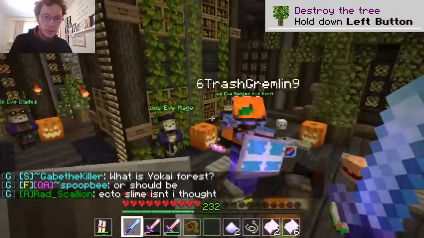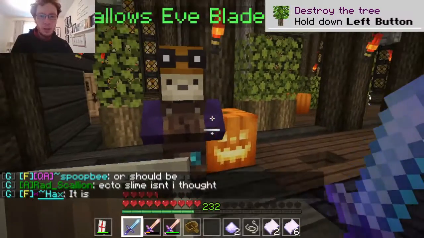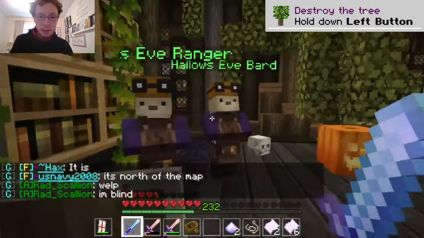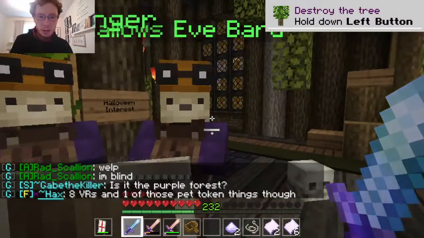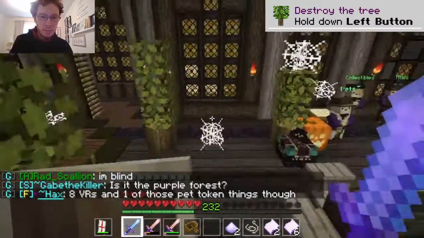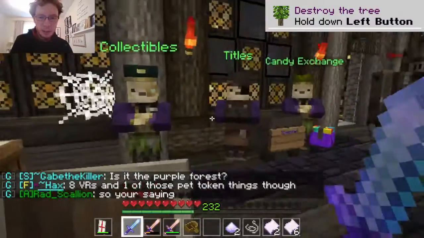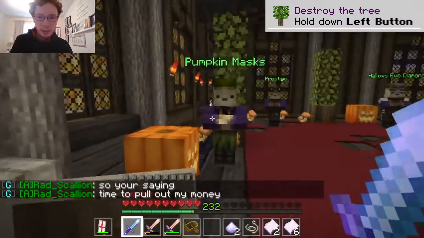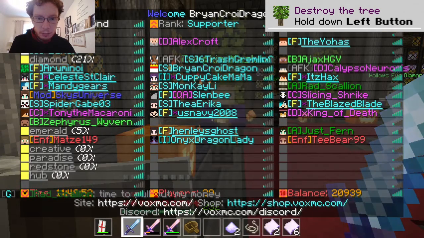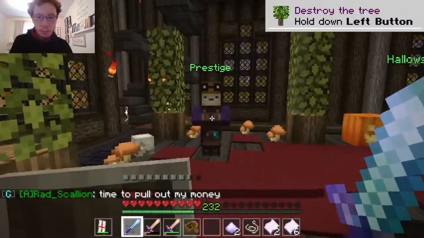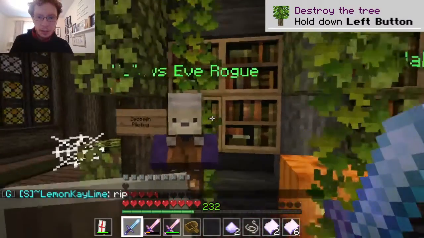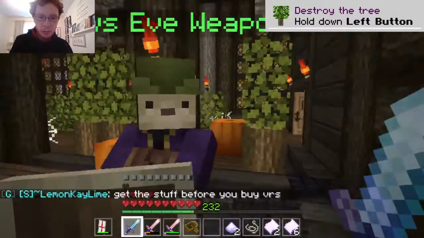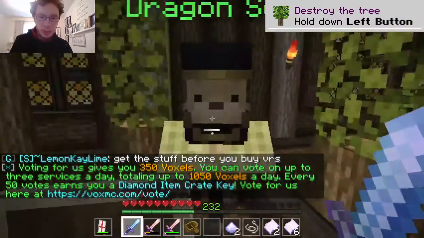Let's see here. What have we got? How long is Eve Blades? How long is Eve Mage? How long is Eve Ranger? How long is Eve Bard? Pets, Collectibones, Titans, Candy Exchange. Tones and Materials, Trinkets, Pumpkin Masks. Prestige, Hollow Eve Diamond, Hollow's Eve Rogue, Hollow's Eve Berserkers, Hollow's Eve Weapons, Dragon Soul.